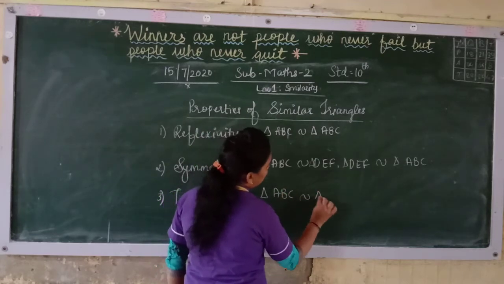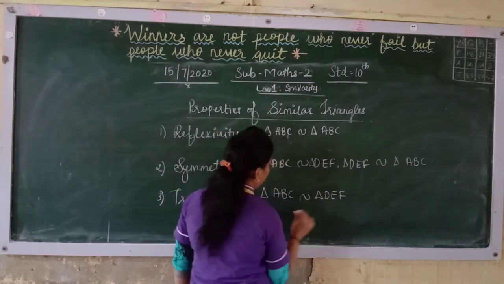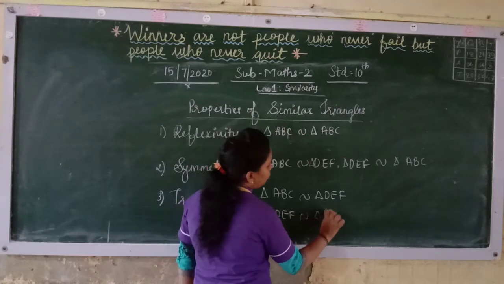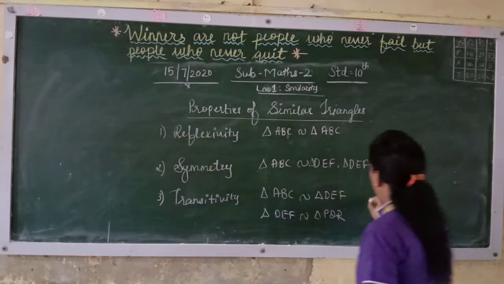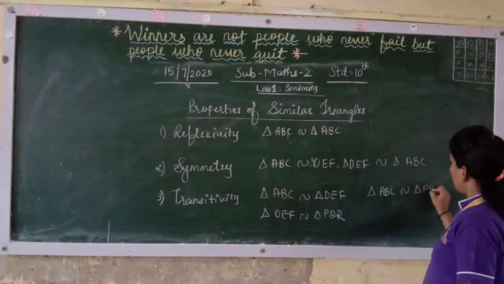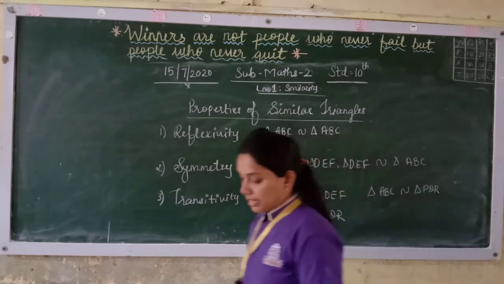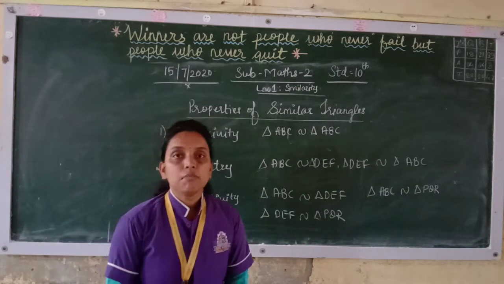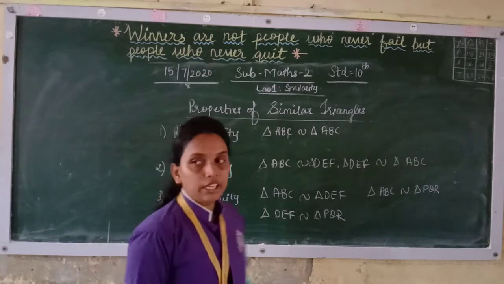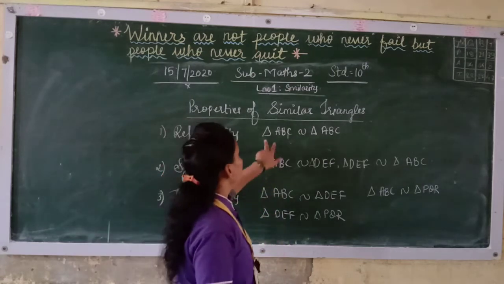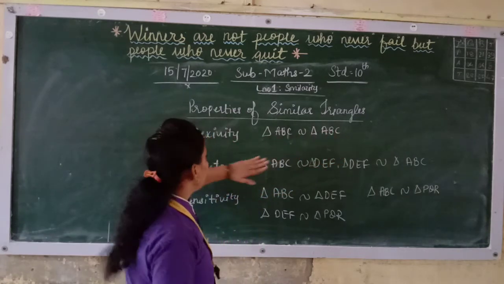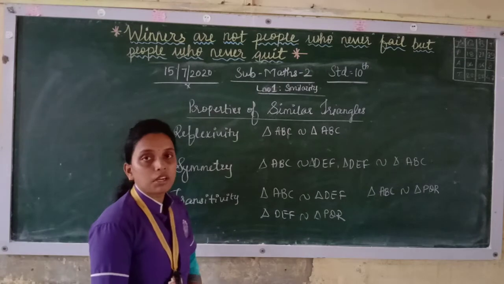Triangle ABC is similar to triangle DEF, and triangle DEF is similar to triangle PQR. So ultimately you will get that triangle ABC is similar to triangle PQR. Now see reflexivity. Every triangle is similar to itself, because it will be the same if you are considering the same triangle. So if you take triangle ABC, triangle ABC is similar to itself. That is reflexivity, a property of similar triangles.